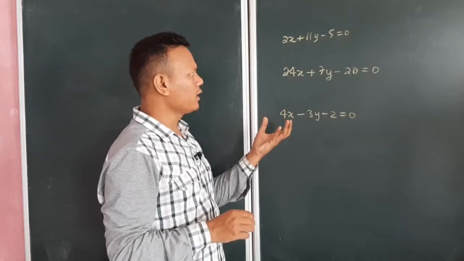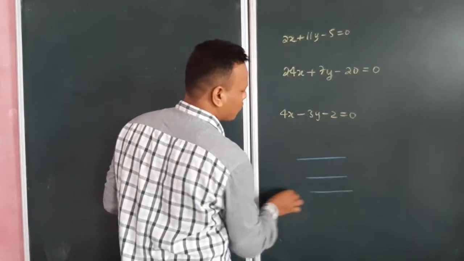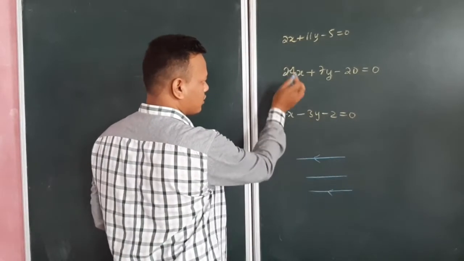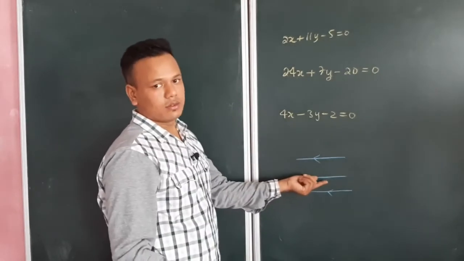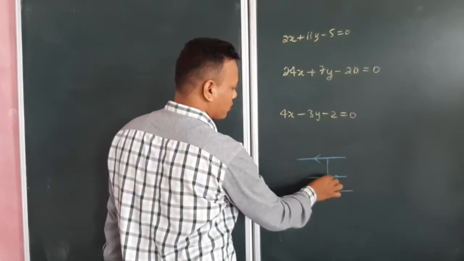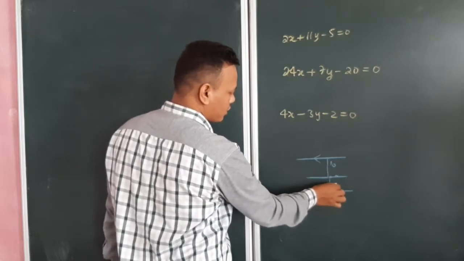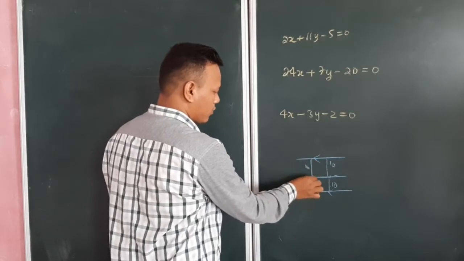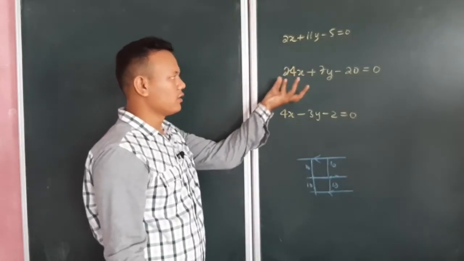Now you might be thinking this happens if these lines are parallel. For example, we have done many sums on parallel lines. If these are the two lines, and this line lies exactly midway, then every point on it will be equidistant, isn't it? If from here to here is 10, from here to here will also be 10. Similarly, from here to here will be also 10. But this is not the case out here.